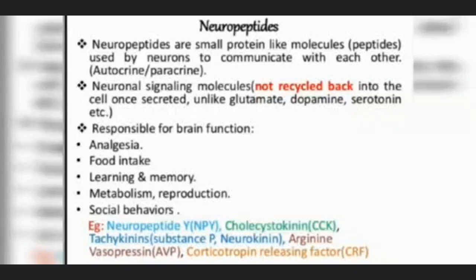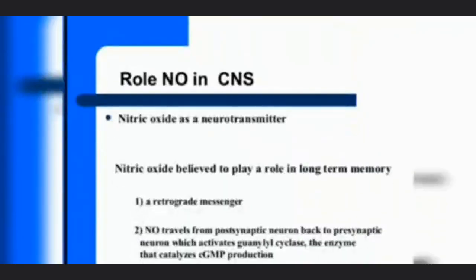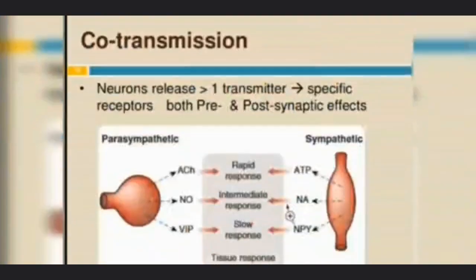Apart from the neuropeptides and nitric oxide, whose role I have already talked about, there are some co-transmitters. There may be instances in which more than one neurotransmitter is present in one nerve ending, and they are secreted simultaneously in the synaptic cleft. Such neurotransmitters together are called co-transmitters. For example, some cholinergic neurons secrete acetylcholine and VIP, while some adrenergic neurons secrete neuropeptide Y and ATP in addition to norepinephrine.